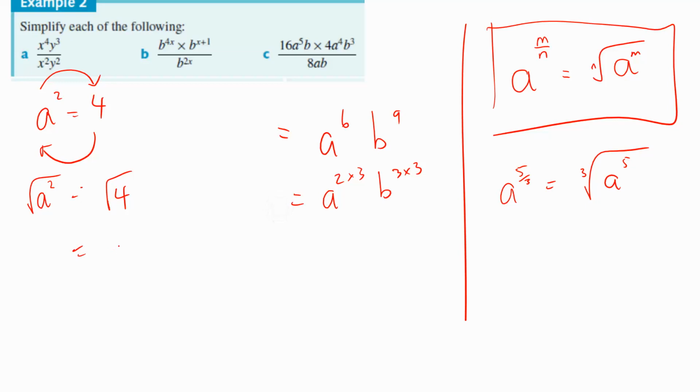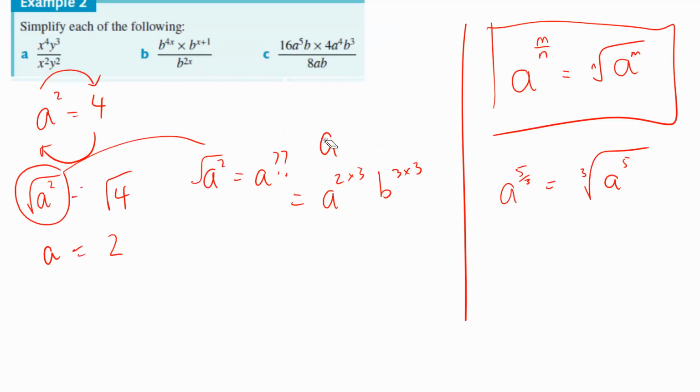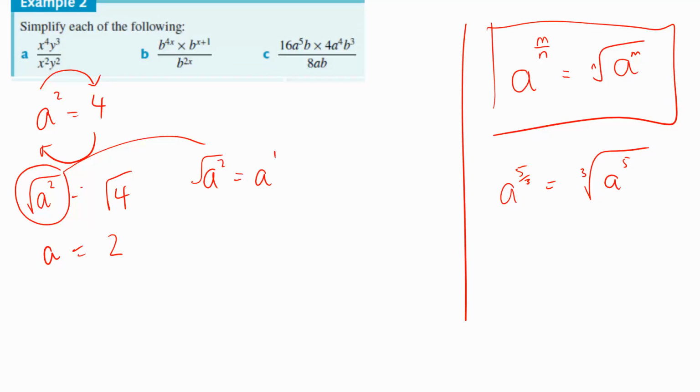Now, you know root of 4 is 2, and you know the answer has to be a. So the question is, how did root of a squared become a? That's the question that you want to ask yourself. You want to say, what has happened with the square root symbol to make it a? When you say a, that's actually to the power of 1. So the question is, how did square root of a squared equal a to the power of 1?